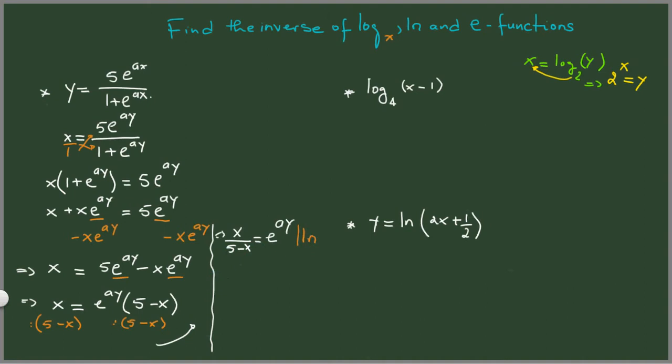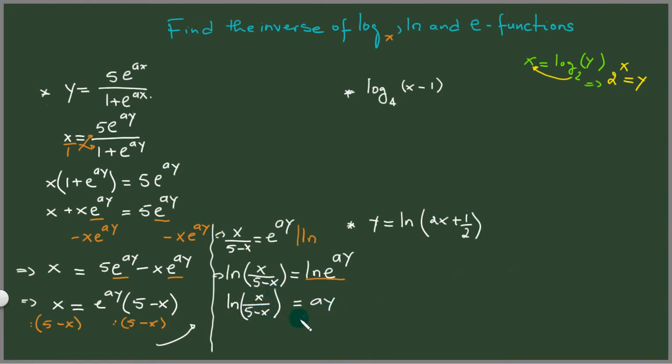Okay, so that's going to give us now ln of this whole term here, x divided by 5 minus x, equals ln of e to the y, and e to the y, this whole term here, actually means y. Okay, so we have ln of x over 5 minus x equals that one there.